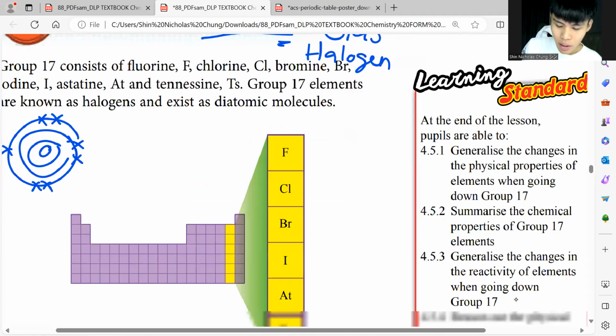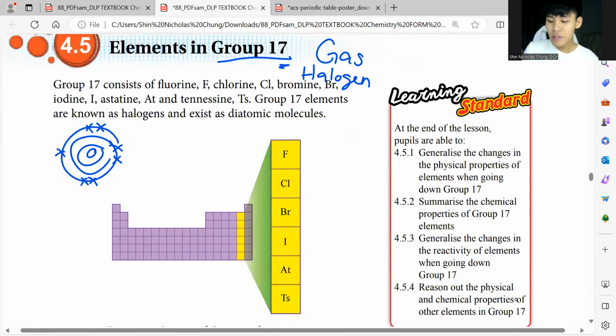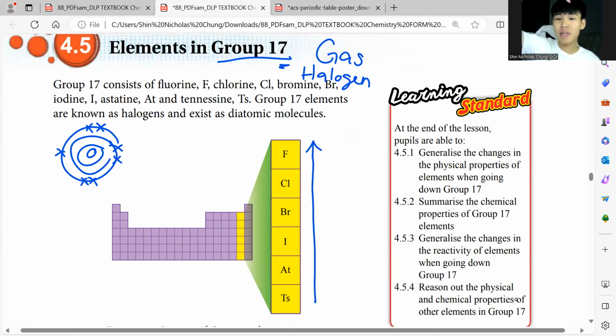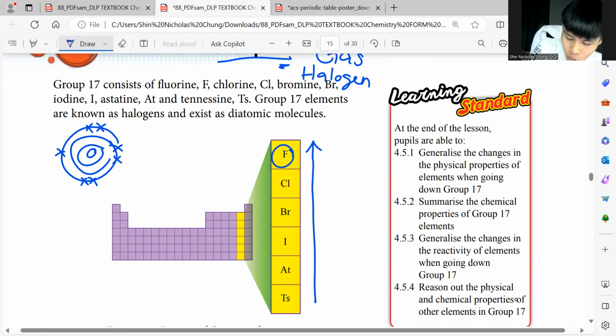Okay. So halogen gas, let me tell you first, it is very reactive. And the reactivity decreases down the group. Remember just now group 1, right? The reactivity increases when it goes down the group, right? But in this case, for halogen gas group 17, the reactivity increases when you go up. Okay. Do you remember fluorine and chlorine?